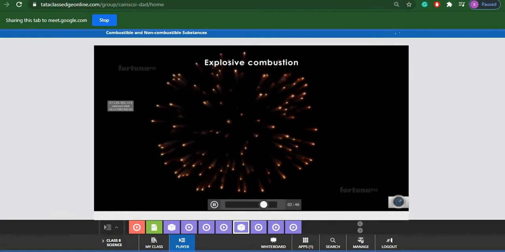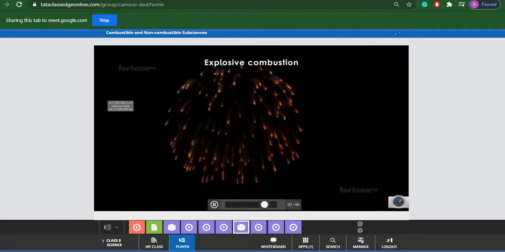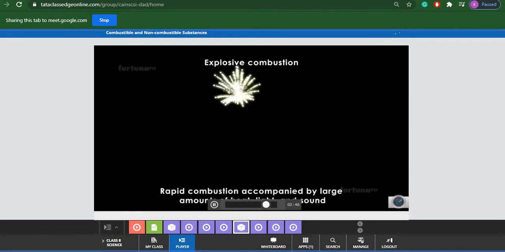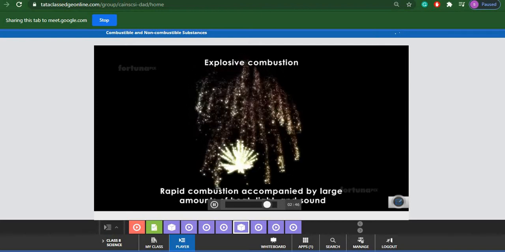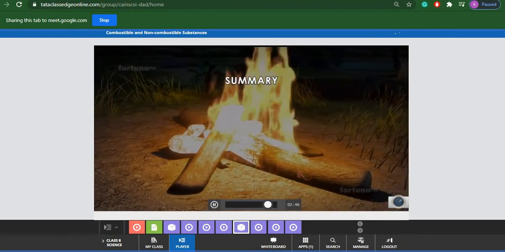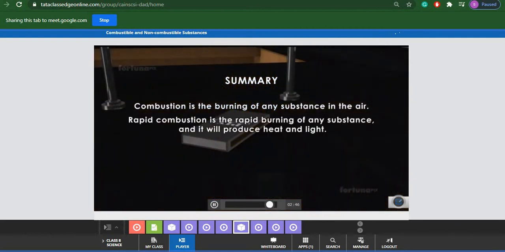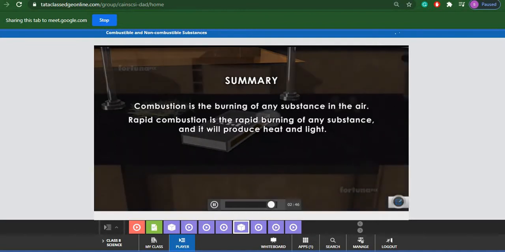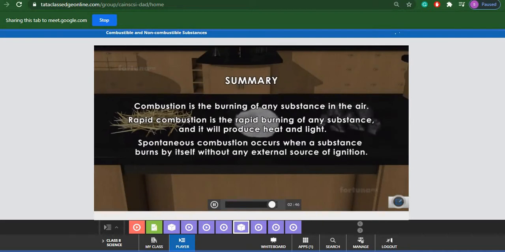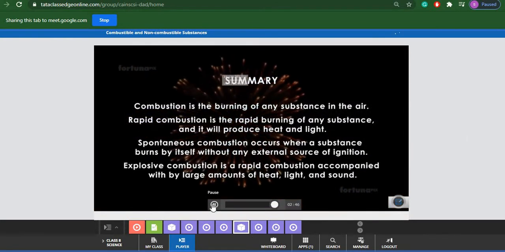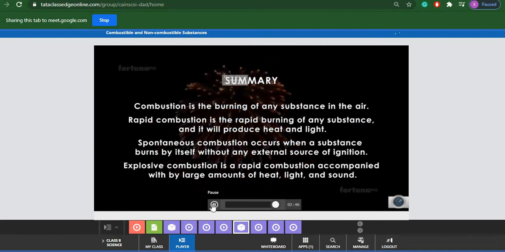Explosive combustion, such as what occurs when firecrackers and bombs explode, is a rapid combustion accompanied by large amounts of heat, light, and sound. Summary. Combustion is the burning of any substance in the air. Rapid combustion is the rapid burning of any substance and will produce heat and light. Spontaneous combustion occurs when a substance burns by itself without any external source of ignition. Explosive combustion is a rapid combustion accompanied with large amounts of heat.